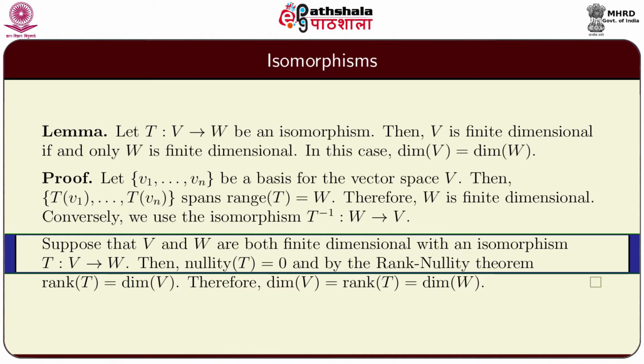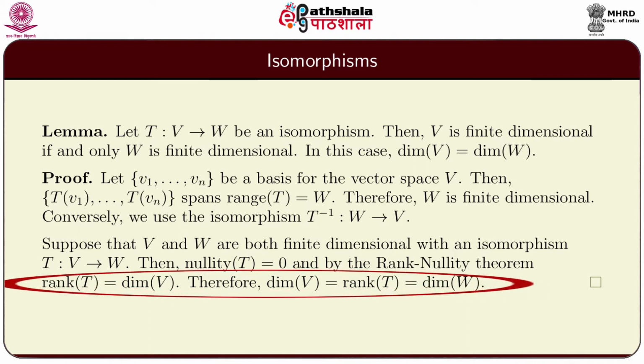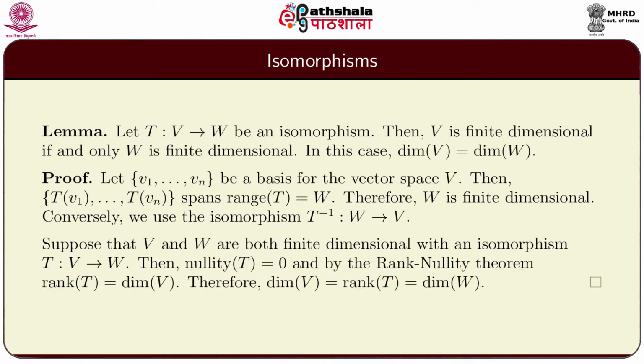T is an isomorphism, therefore it is 1 to 1 and therefore the kernel of T is trivial, which means that nullity of T must be 0. And therefore, by the rank nullity theorem, we know that rank of T must be equal to dimension of V. So that proves our statement, because dimension of V is rank of T, but rank of T is nothing but the dimension of image of T and image of T is W, therefore it is dimension of W.